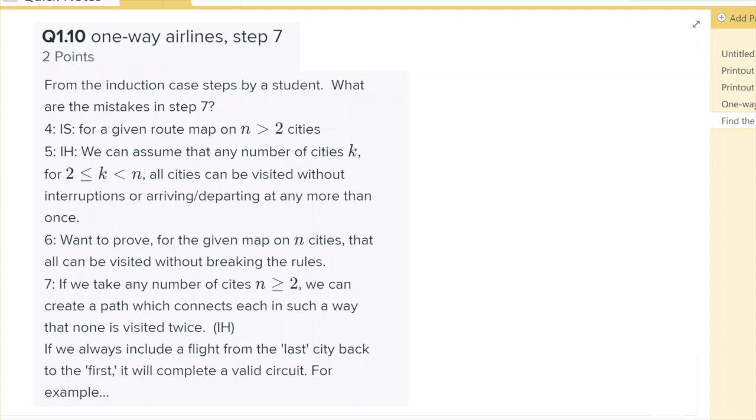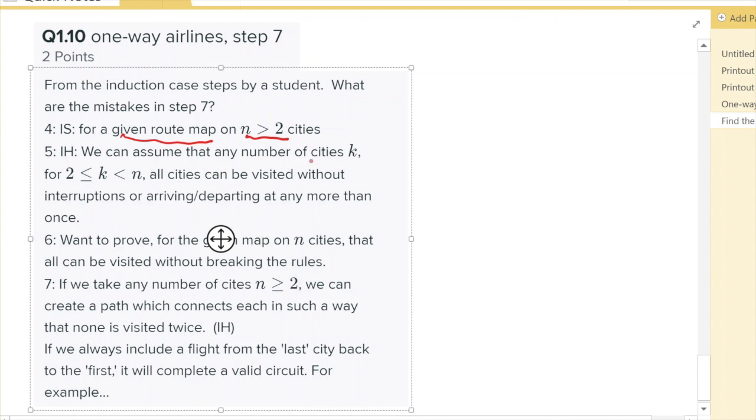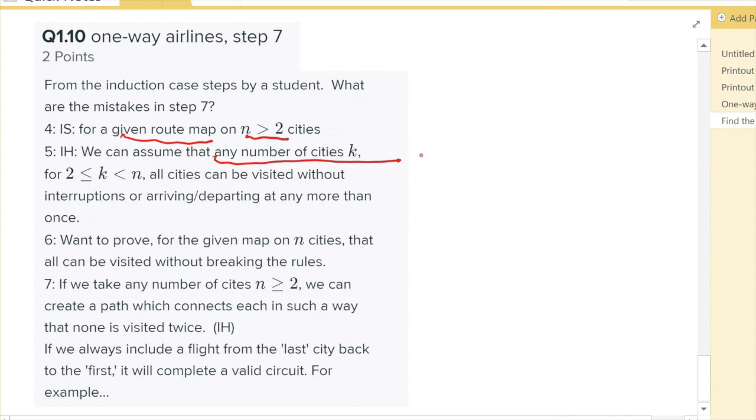Here's another attempt at a proof where the mistake is going to be in step 7. So we're given a route map. This is good. That's bigger than the base cases. Again, I'd really like to assume that for an OWA map, all cities can be visited without interruption, arriving, departing more than once. We want to prove for a given map, that's good. Let's call this an OWA map again, that all of the cities can be visited without breaking the rules. Okay. If we take any number of cities, n greater than 2, we don't need to do this. We're already given the map, a specific map. We can create a path which connects each in such a way that none is visited twice.